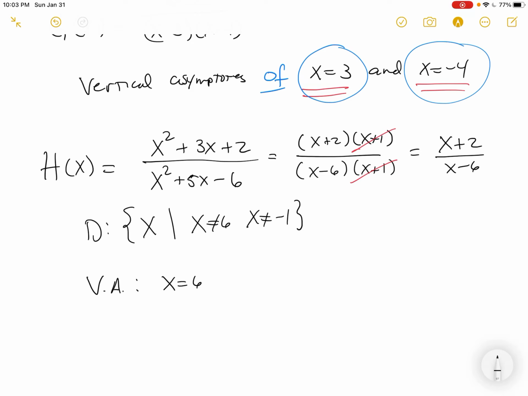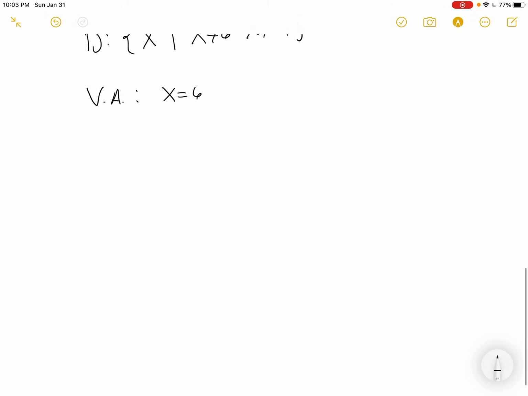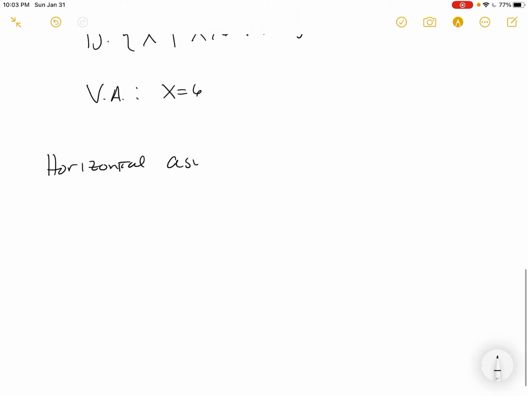All right. Let's go to the next type of asymptote. The next type of asymptote is a horizontal asymptote. Okay, and here's how you find your horizontal asymptote. It is got through what I call a degree comparison.